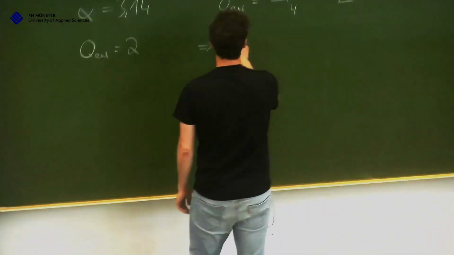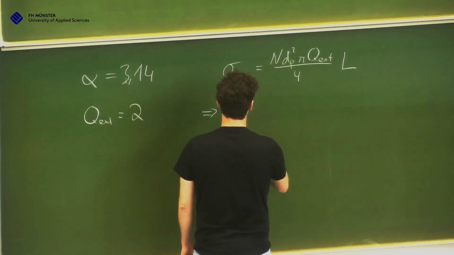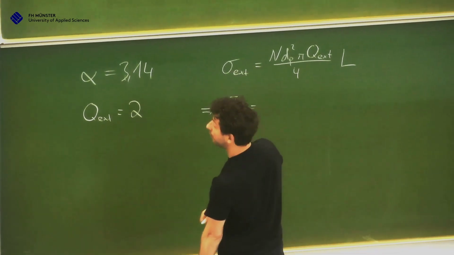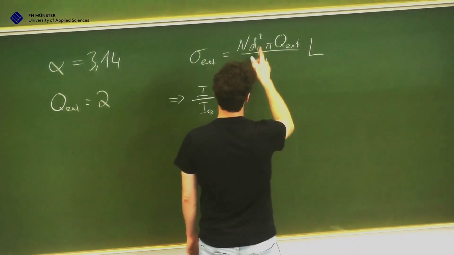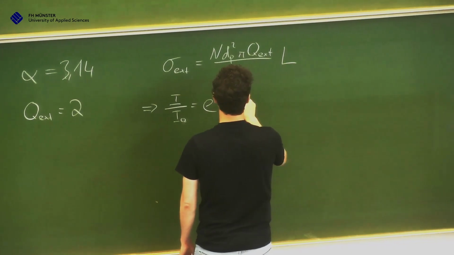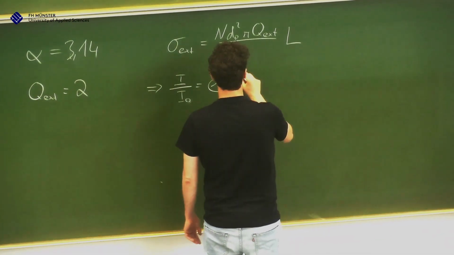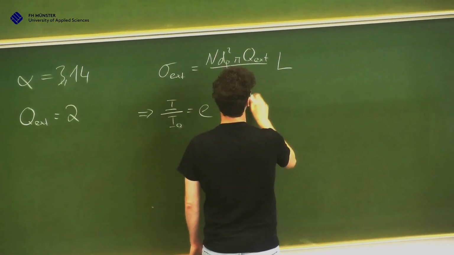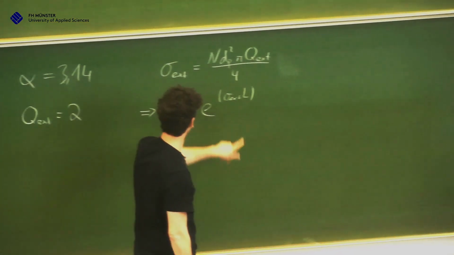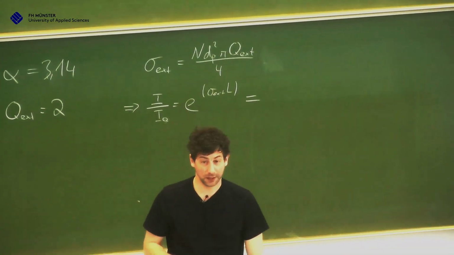So what you have to calculate is I divided by I0 equals, and then all of this goes in there. Actually, this is not here because the L is here. Did anybody of you make a calculation?